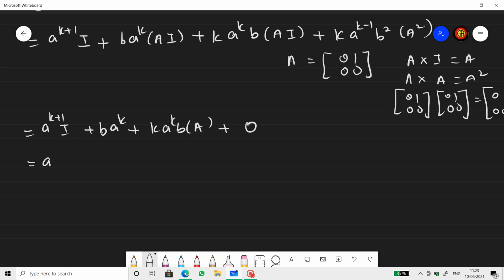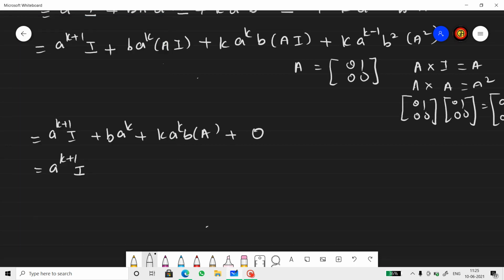Now it's A^(k+1) I from this. Yeah, so these are the terms that we get from that. So this is where we are reaching now. So let's check it once again. A^(k+1) I here. B A^(k+1) AI. Yeah, AI is A, plus this one B A^(k+1), and this is A. Correct. And this one became 0.